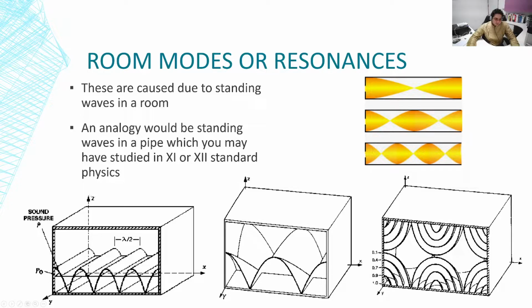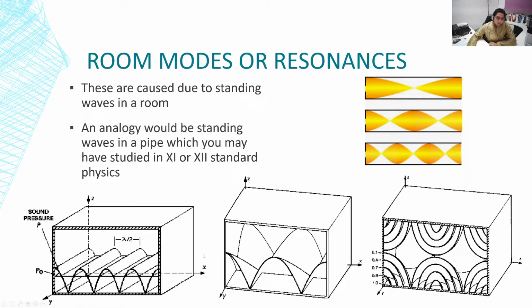So here on the bottom left you can see the first type of mode, which is the strongest mode of resonance, called the axial mode. The second one in the middle is known as the tangential mode, and the last one is known as the oblique mode. The axial mode is the strongest, the tangential mode is the second strongest, and the oblique mode is the third strongest. So usually in room acoustics you would be more concerned about axial resonance.